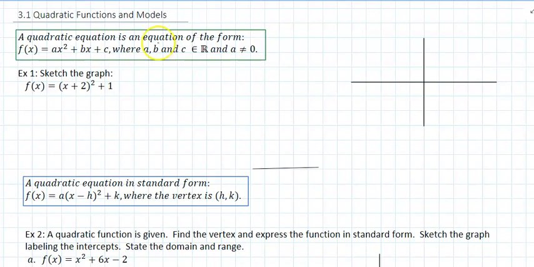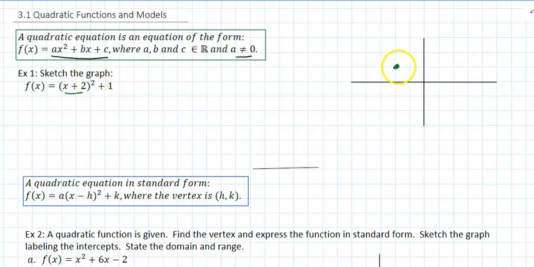So a quadratic equation is an equation of the form f of x equals ax squared plus bx plus c, in which a cannot equal 0. And of course, other than that, a, b, and c could be any real numbers. We know how to graph this. This is the graph of a parabola shifted 2 units to the left, 1 unit up.